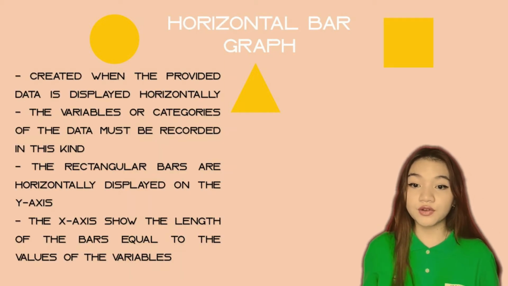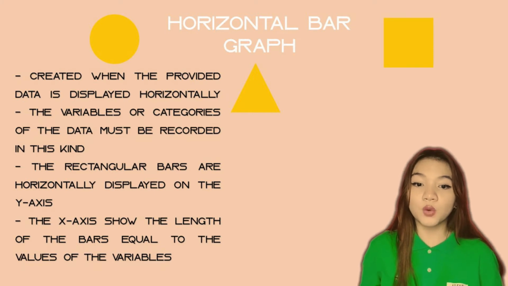Horizontal bar graphs are created when the provided data is displayed horizontally by utilizing rectangular bars that show the data measure. The variables or categories of the data must be recorded in this kind, and then the rectangular bars are horizontally displayed on the y-axis, with the x-axis showing the length of the bars equal to the values of the various variables included in the data.